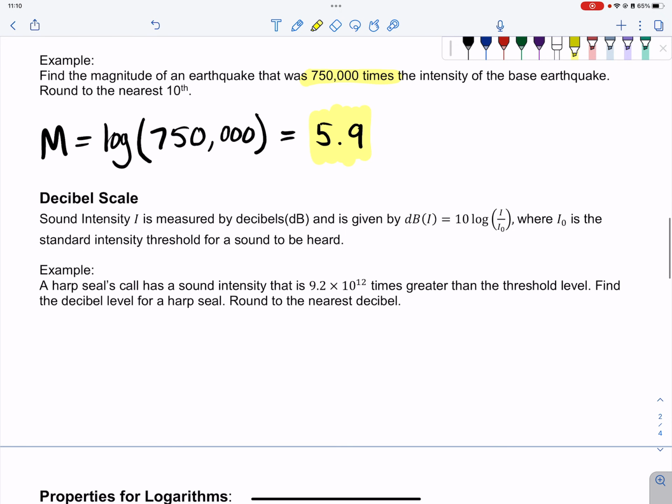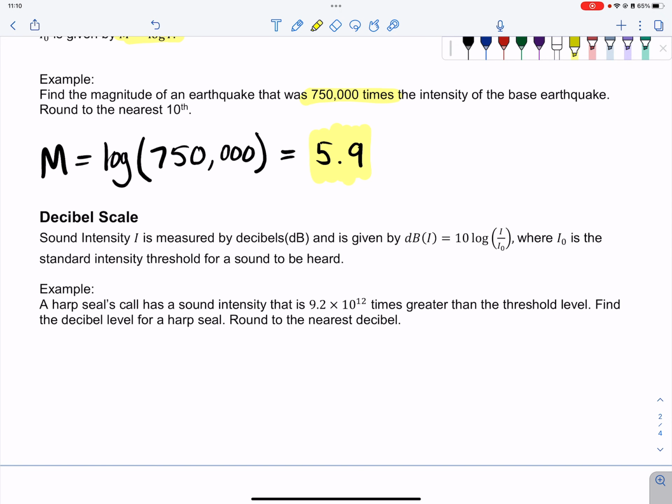And then lastly, the last scale here is the decibel scale. And this one tells us our sound intensity, and instead of dealing with sound intensity, a lot of times people like the decibels to give us how loud something is. So our sound intensity is given to us here in this equation in function notation, where the decibels of the intensity is equal to 10 log of I over I0, where I0 is our standard intensity threshold for a sound to be heard.